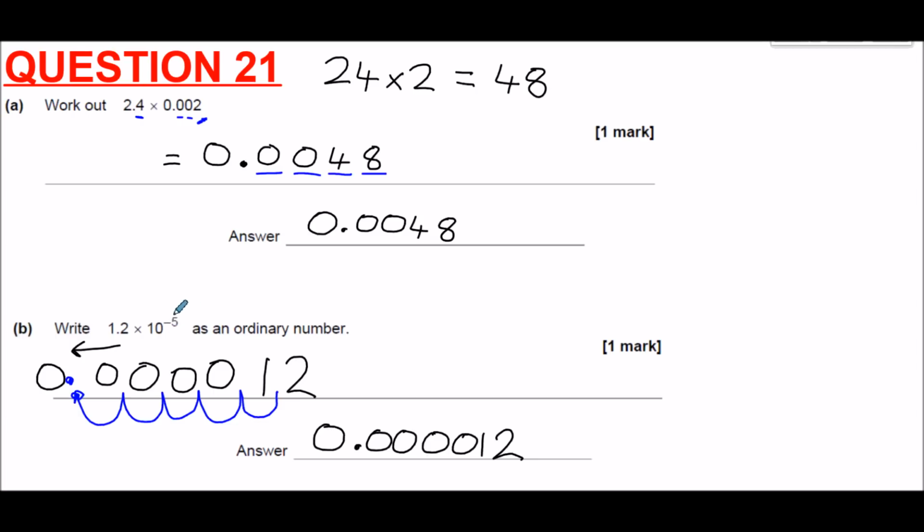Now, if we have a number in standard form and the power of 10 is minus, there's a quick tip to note. If it's a minus power of 10, the number after the minus will always tell you how many zeros come before the first non-zero digits. So here, because the power is minus 5, we've got 5 zeros before the first non-zero digits, which in this case is the 1 and the 2. 1, 2, 3, 4, 5. Minus 5, so 5 zeros come first.